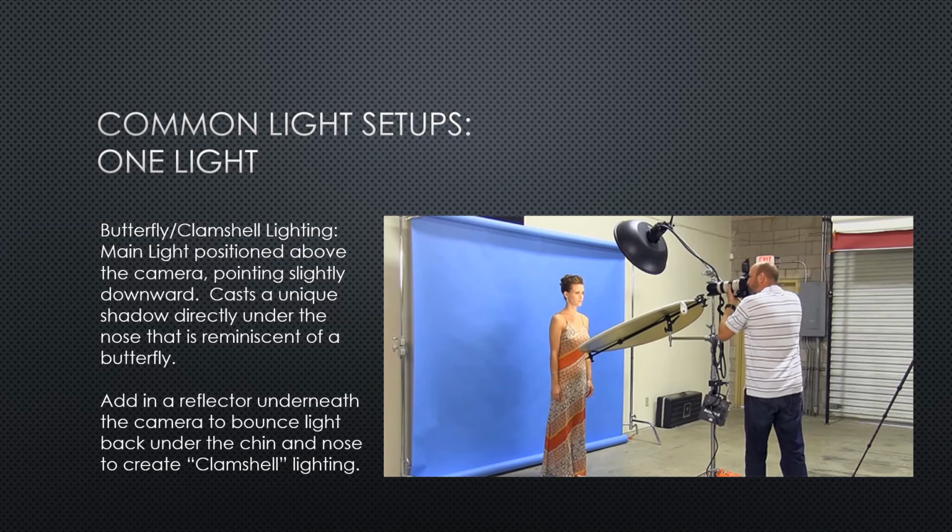Butterfly and clamshell lighting are essentially the same. In both of these setups, you have a main light that is above and slightly in front of the subject's face, aimed down towards the nose. Typically, images that use this lighting also have the subject facing directly at the camera. Adding the reflector under the chin turns this into clamshell and softens the shadow.